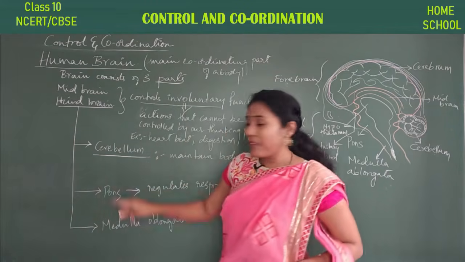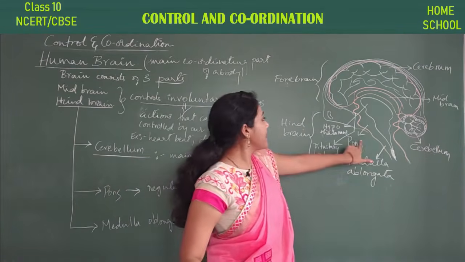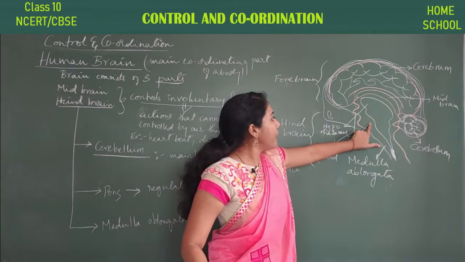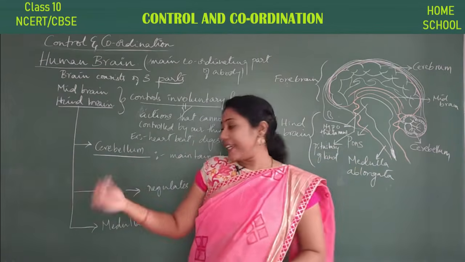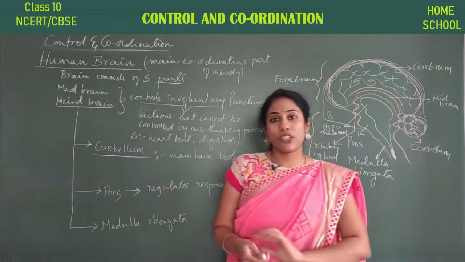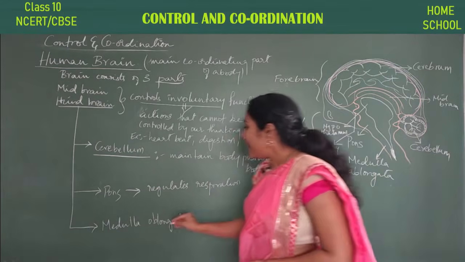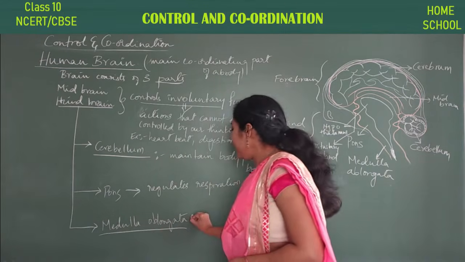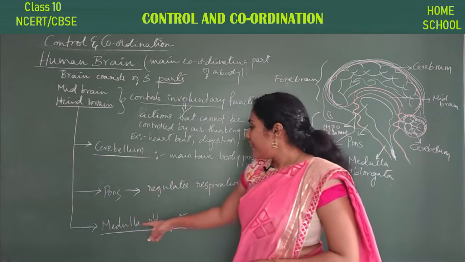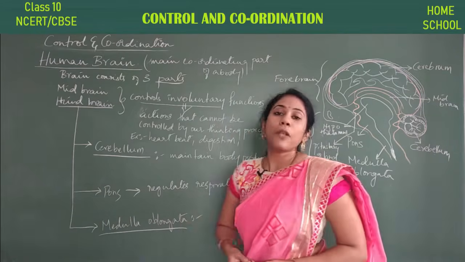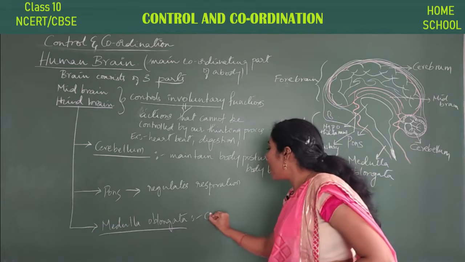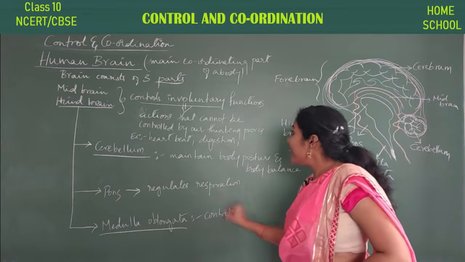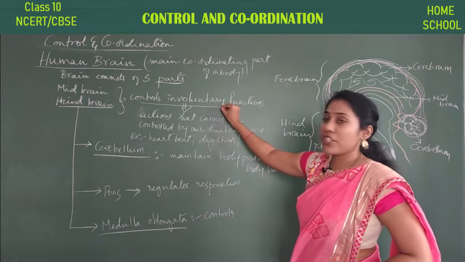So pons, where is pons? See, pons is this area of the hind brain. This guy can control the breathing process, or I can say it will control the respiration. Okay, fine. And coming to the most important part of the hind brain, that is the medulla oblongata. Okay, and this medulla oblongata controls the involuntary actions.